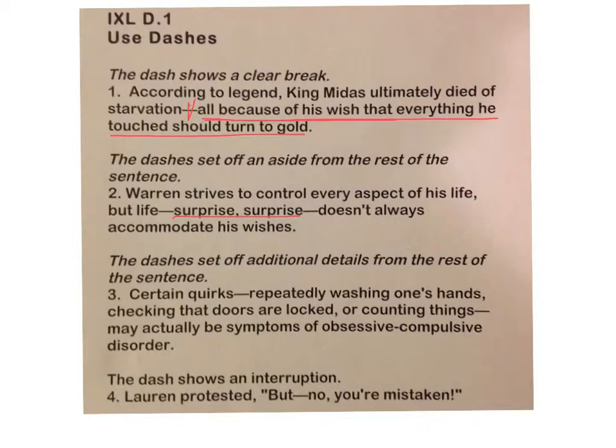Kind of an under-the-breath comment, you might say. Okay. Let's look at the next one. The dashes set off additional details from the rest of the sentence. Certain quirks, repeatedly washing one's hands, checking that doors are locked, or counting things, may actually be symptoms of obsessive compulsive disorder. Okay, so it gives you additional details. Sometimes you might put commas around that kind of thing to give you more information about certain quirks. But this time they did dashes.